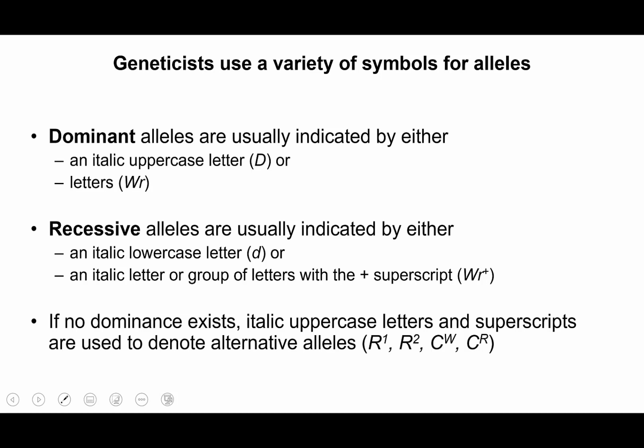So how do we distinguish between these alleles when we're doing genetics problems? Well, dominant, we've already talked about that. It's usually denoted by an uppercase letter. Sometimes it'll be in italics. Recessive is usually in the lowercase in italics. And sometimes we'll see a recessive with, say, a superscript on it. If there's no dominance, then the uppercase letters and superscripts are used to denote our alternative alleles. So, for instance, if there's no dominance or recessive, we could have allele 1, so the R1, the R2, or CW, CR.